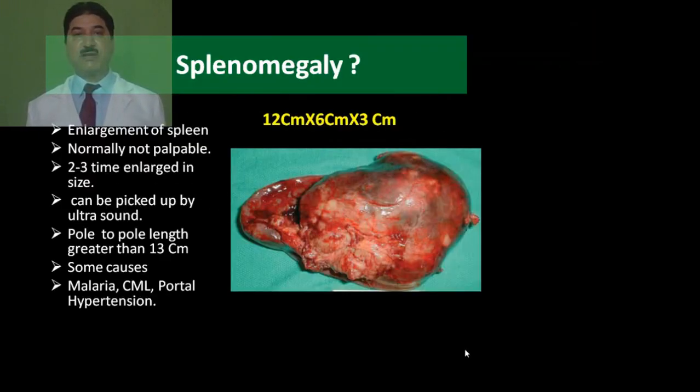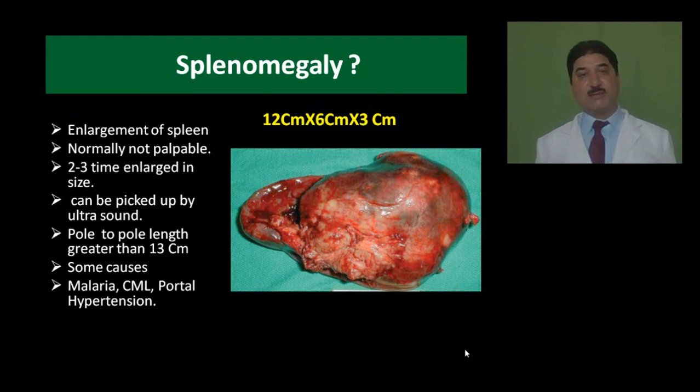But now what is splenomegaly? Enlargement of the spleen beyond the normal limits is called splenomegaly. Normally, spleen is not a palpable organ, but when it enlarges 2 to 3 times, it becomes palpable. Enlarged spleen can also be picked up by ultrasound. There we measure pole-to-pole length of the spleen, and up to 13 centimeters, we take it as normal. Beyond 13 centimeters, we say it is splenomegaly on ultrasound.